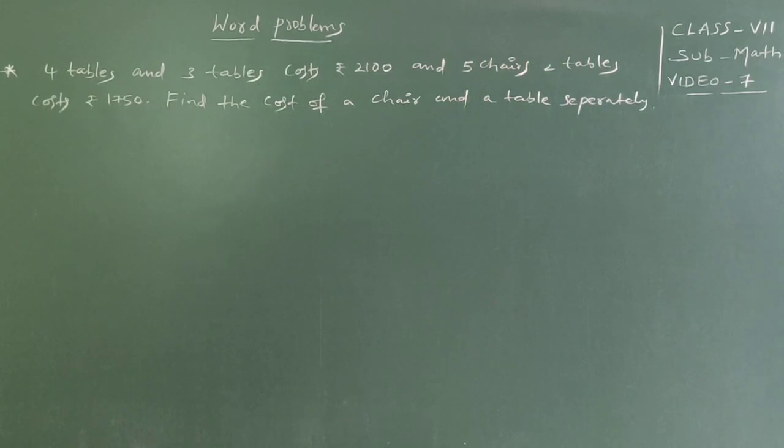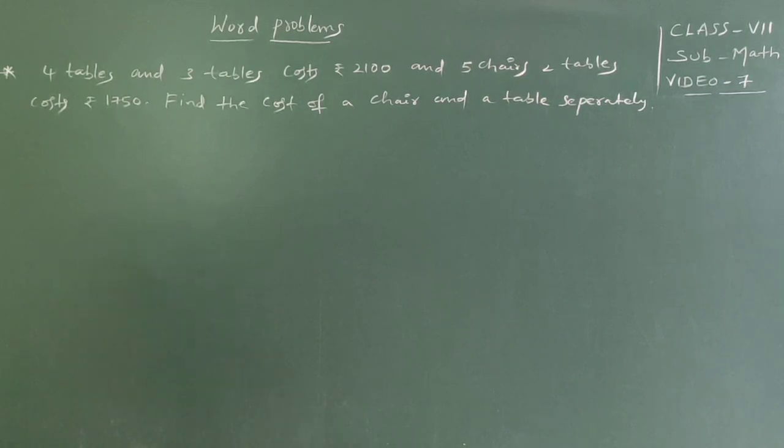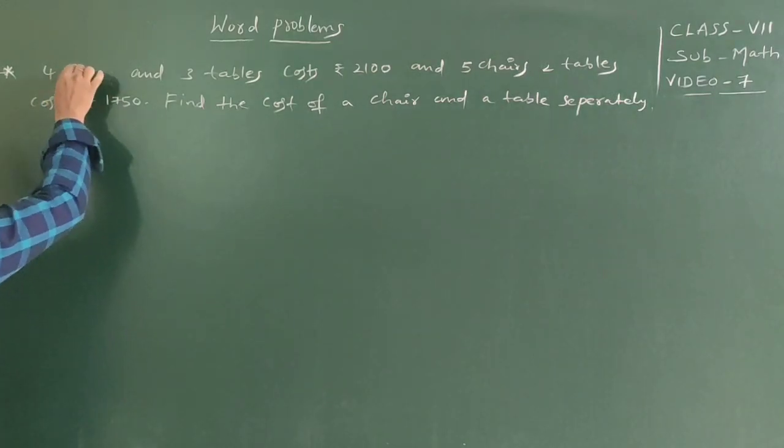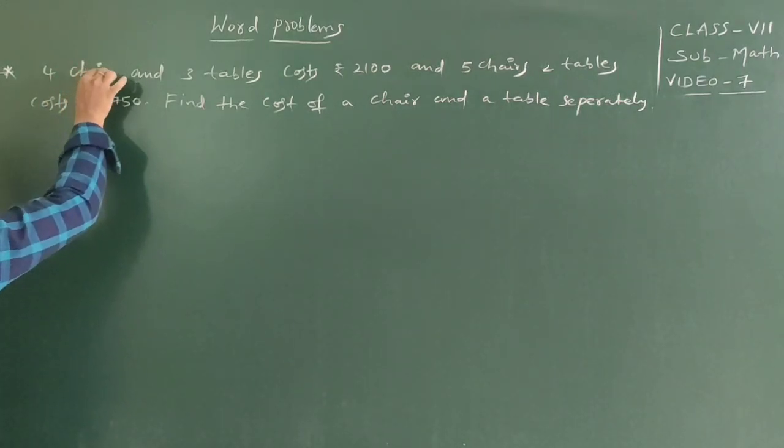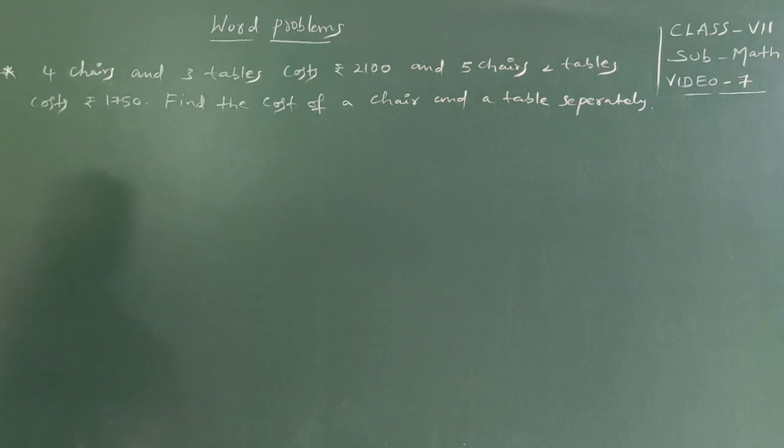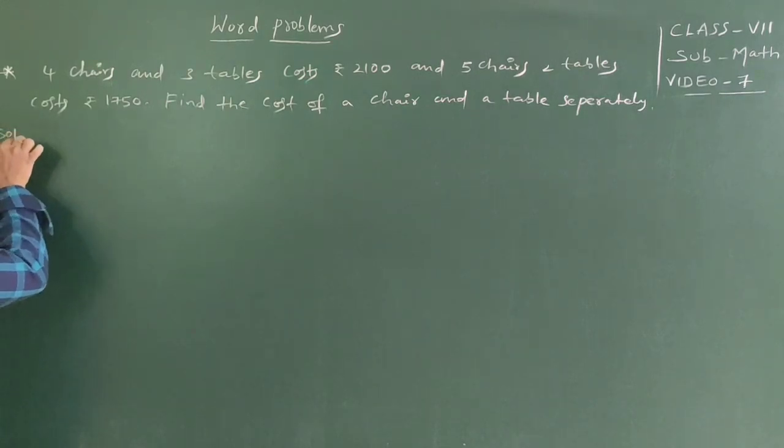Here, in the given problem, four chairs and three tables cost rupees 2,100 and five chairs, two tables cost rupees 1,750. Find the cost of a chair and a table separately.